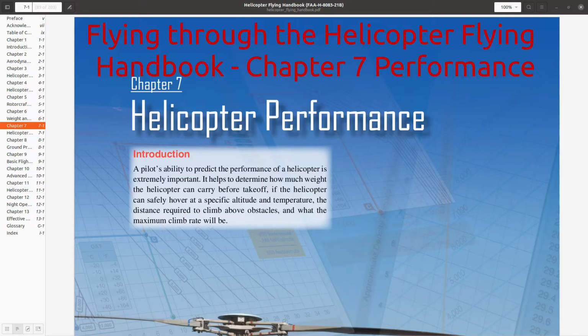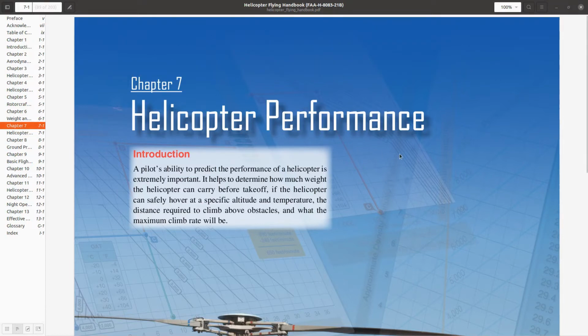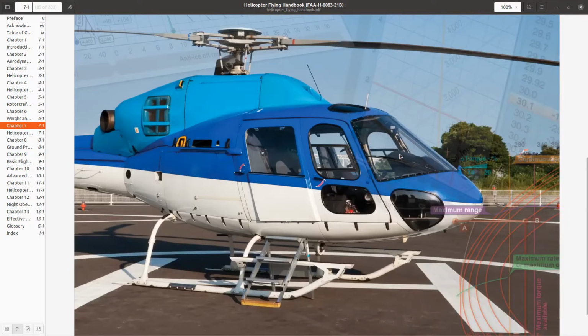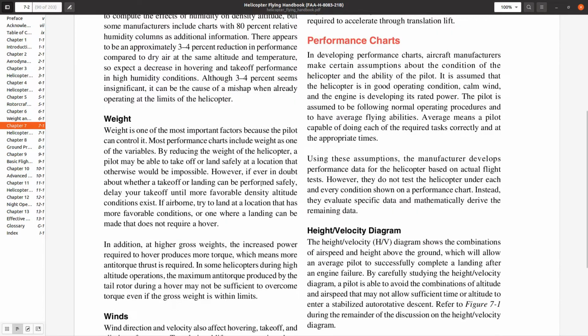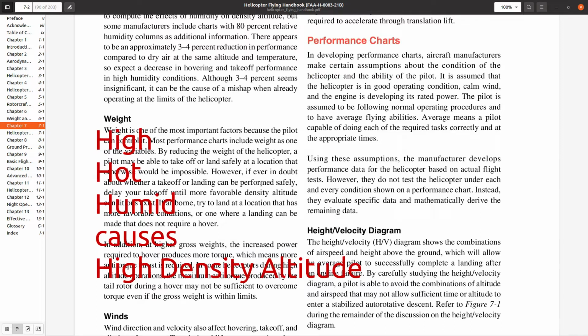This video is going to be about Chapter 7, which is all about helicopter performance. If you look in the handbook, they will talk about different things that affect performance in helicopters, things like humidity, weight, and also high temperatures, winds. So we talk about performance, we talk about density altitude, and we say high, hot, and humid. Those are all bad. Those will raise your effective altitude.